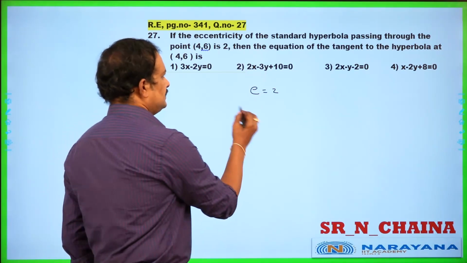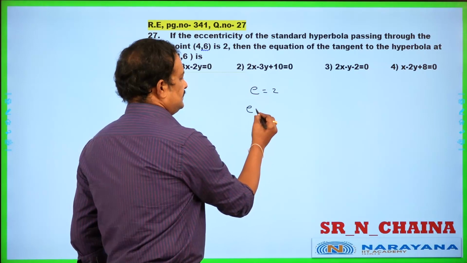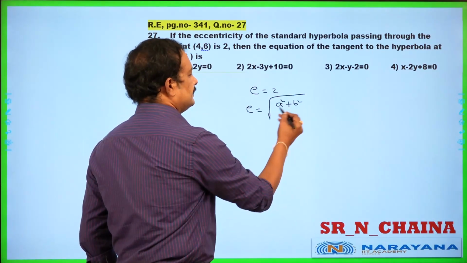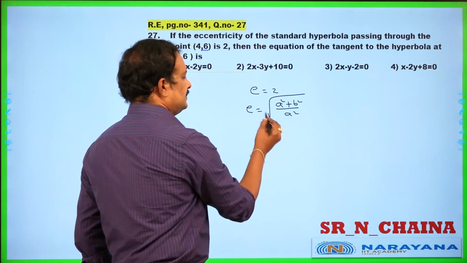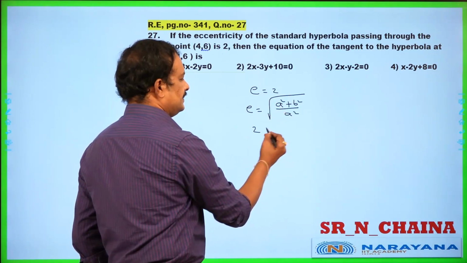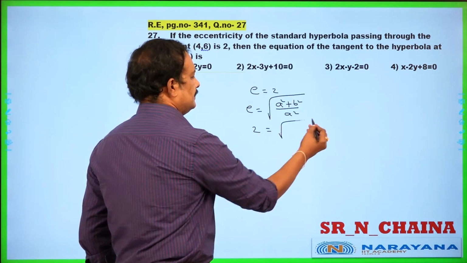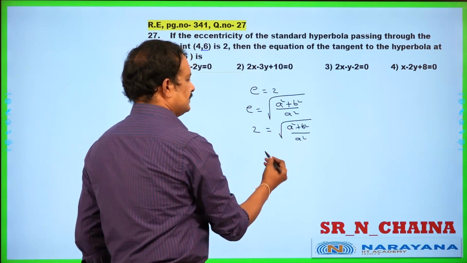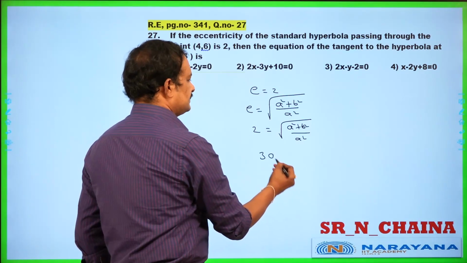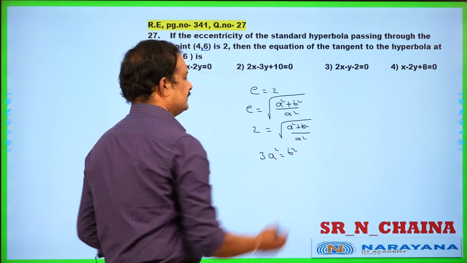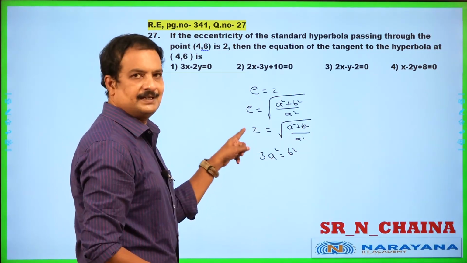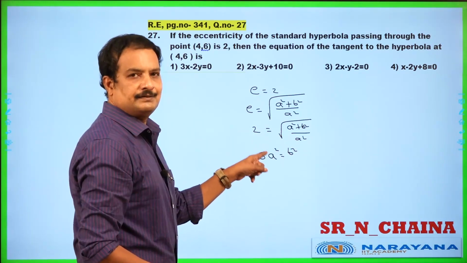First of all, what is the eccentricity formula? Eccentricity is root over a square plus b square by a square. So here eccentricity is 2 given already. So this is root over a square plus b square by a square. So when you simplify this one, 3a square equal to b square you are going to get. The reason, after squaring it on both sides, 4a square minus a square, 3a square equal to b square. This is the equation you are going to get.